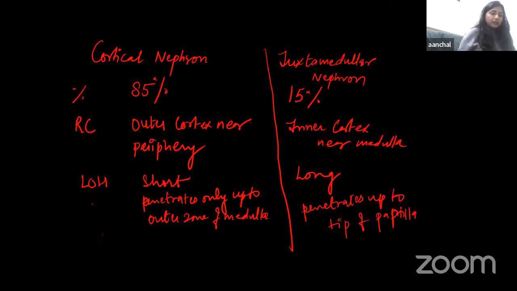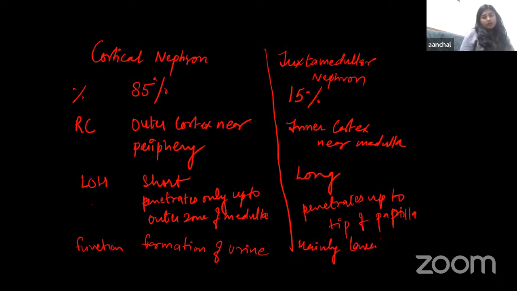Now, another very important difference is about the function. What is the function of the cortical nephron and what is the function of the juxtamedullary nephron? The function of the cortical nephron is formation of urine, whereas the function of the juxtamedullary nephron is mainly concentration and also formation of urine. So this is all about the difference between cortical and juxtamedullary nephron.